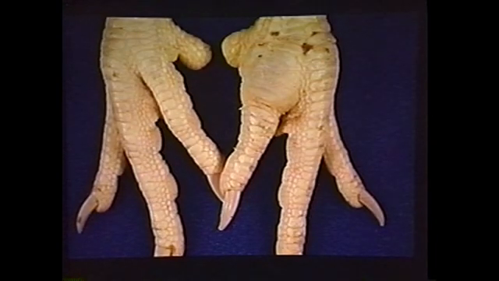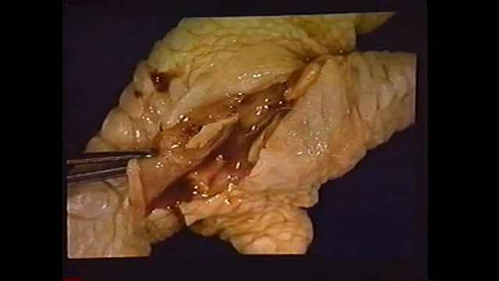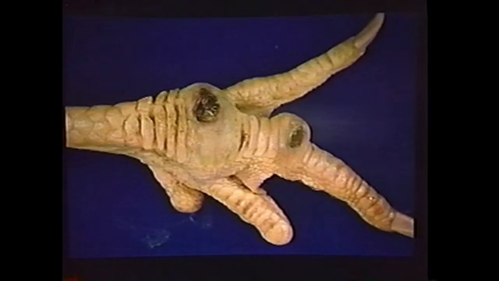Here is another swollen joint from a chicken. You open that one, and you see a kind of turbid, yellowish, reddish-brown exudate in there. Culture of this one turned out to be Pasteurella multocida, the chronic form of fowl cholera.